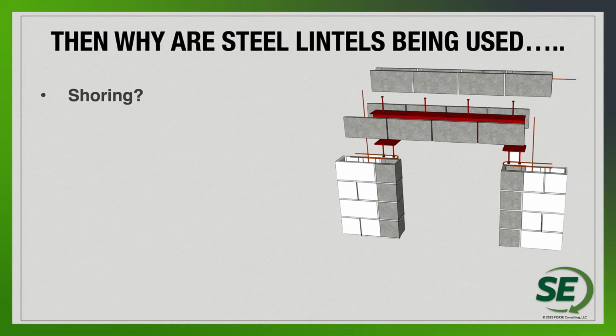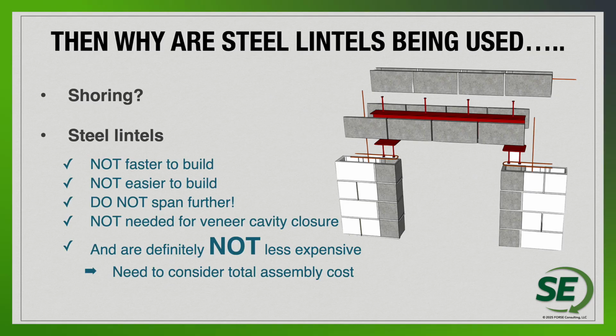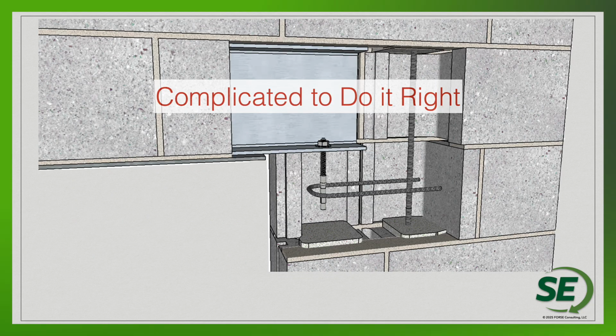So steel lintels are being used because of the shoring, but really they're not faster, not easier. They're not needed for most of the design. There are some really complicated elements that should be added to the overall steel designs, like these U-bars. If you're going to have a masonry wall with a steel lintel, adding some of these details is going to be really imperative to make sure that the overall design goes well.